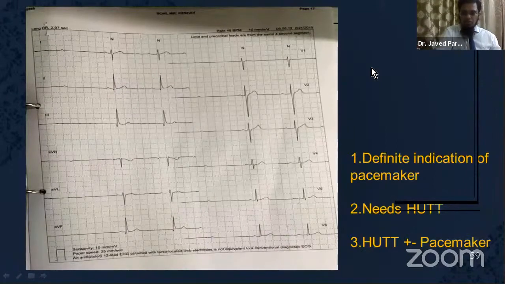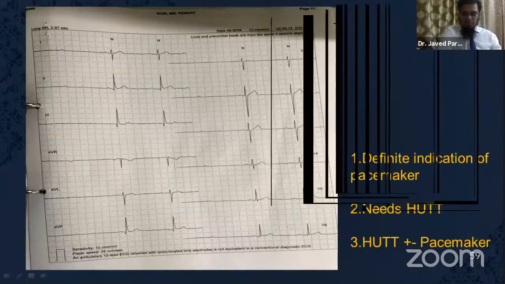Okay, so the first option is there is a definite indication of pacemaker. Second option is this patient needs a tilt table test. Third option is this patient needs a tilt table test plus or minus pacemaker. So we are not sure about pacemaker, but he might need a tilt table test to further evaluate whether this was a vasovagal syncope or not. So these are the options, very simple options, I believe.